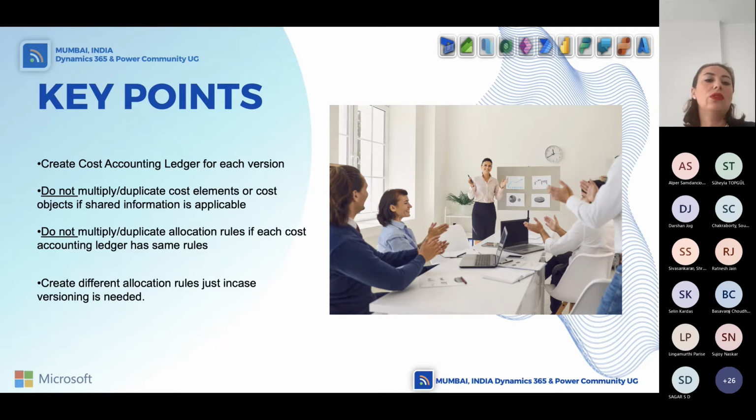Also the same, do not multiply or duplicate allocation rules if each cost accounting ledger has the same rules. For example, if you decide to create a version for each company, but each company has the same rules, do not create new rules for each company and use the same. This will help you very much because these are mostly manual definitions. You can create different allocation rules just in case versioning is needed.